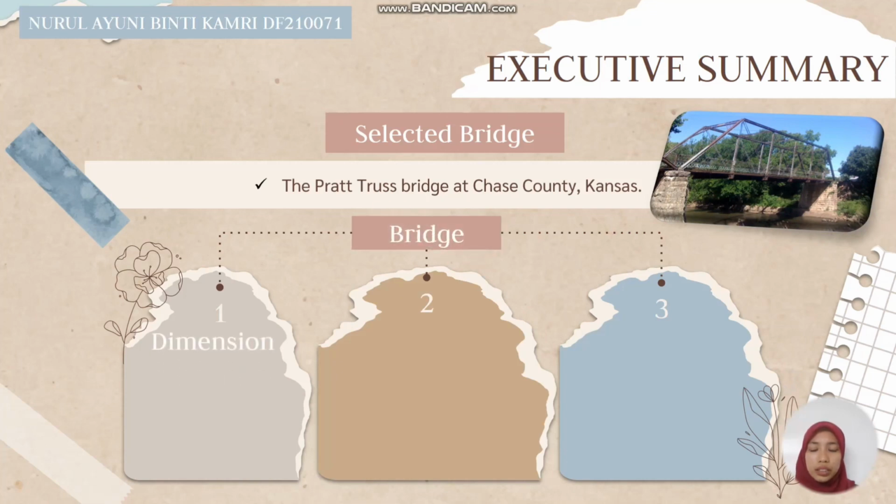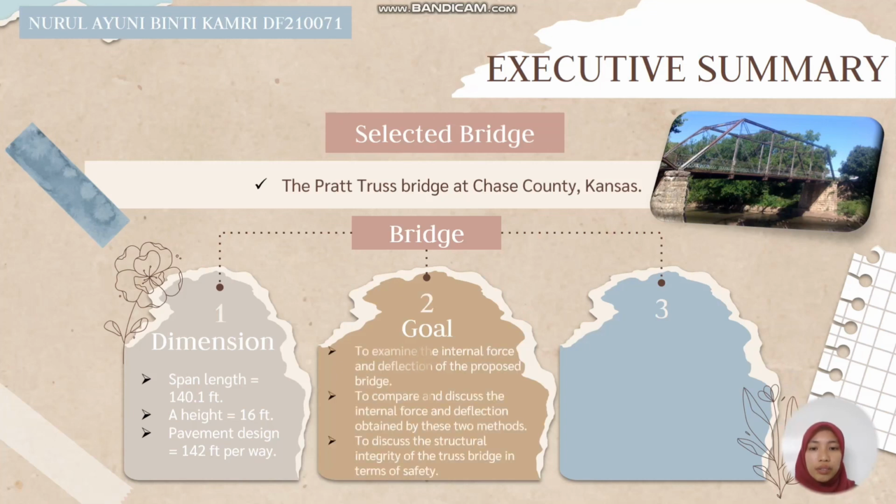Firstly, about dimensions. This bridge's length is 140.1 feet, its height is 16 feet, and the pavement design is 140 feet per way. Secondly, I want to explain about this project. There are 3 points. Firstly, to examine the internal force and deflection of the proposed bridge. Second, to compare and discuss the internal force and deflection obtained by these two methods, manually and using software. Third, to discuss the structural integrity of this bridge in terms of safety.